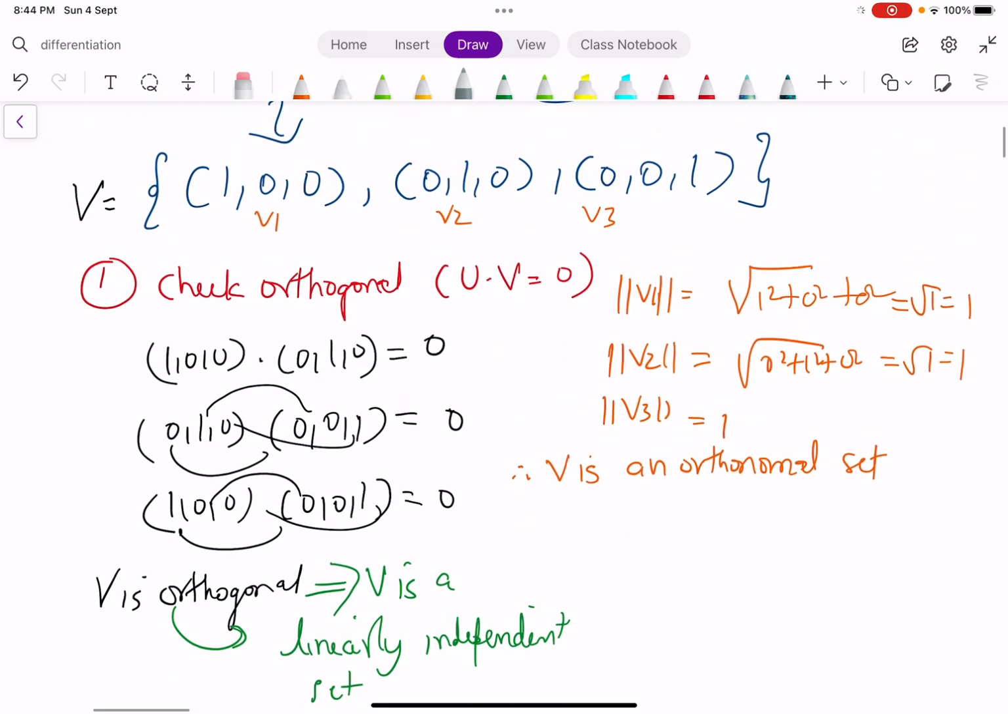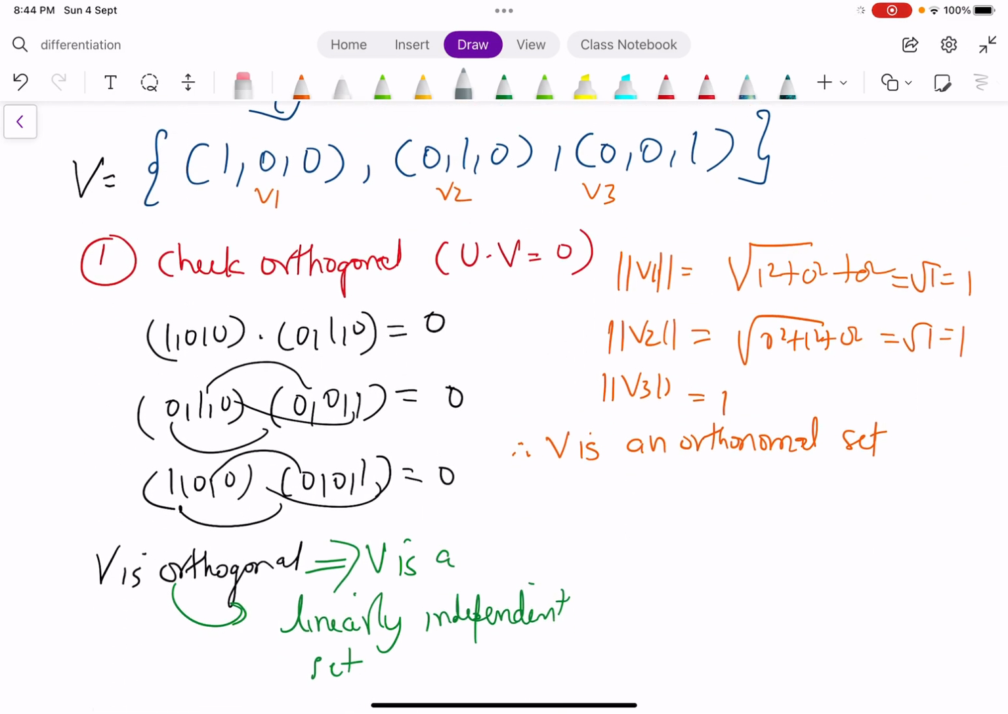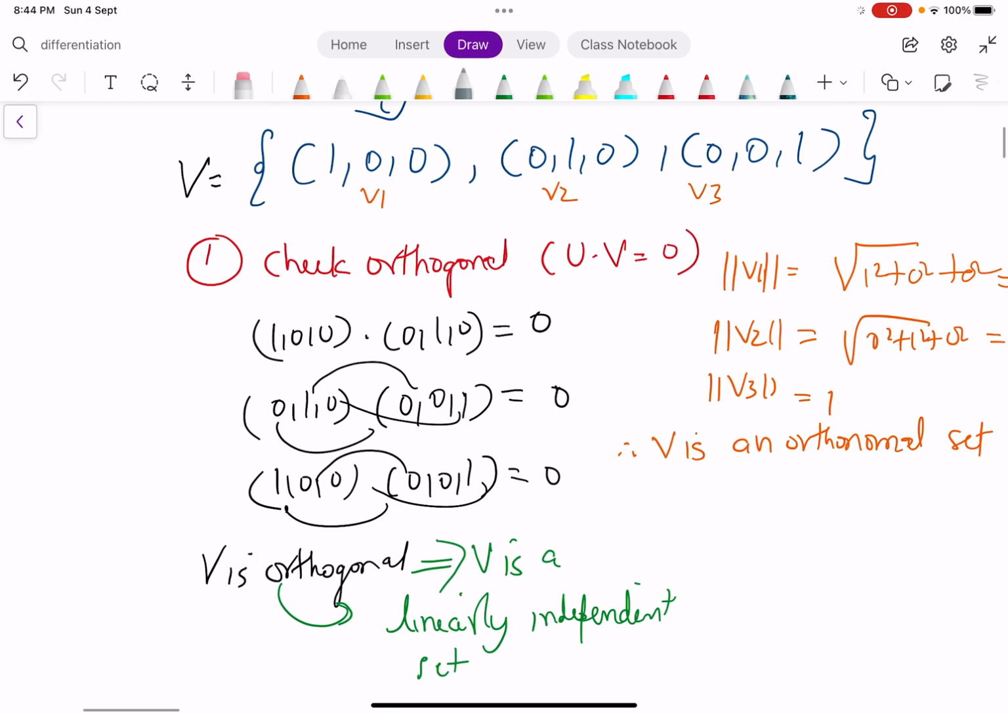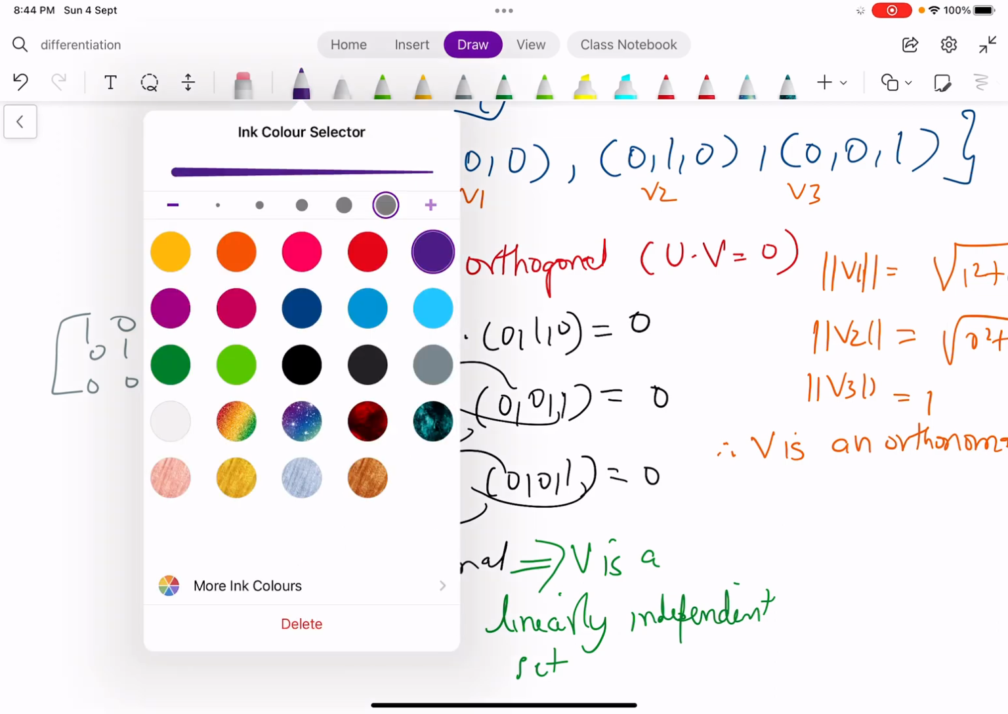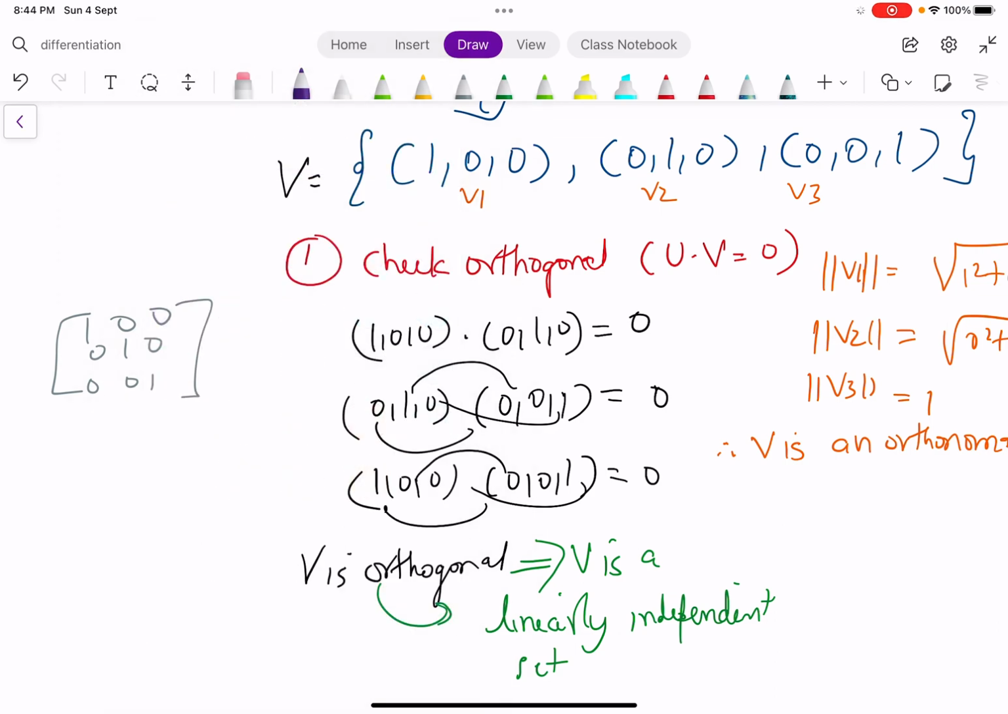We know this set is linearly independent because it is orthogonal. Another way, if you don't remember this theorem, is to make a determinant out of the rows of these vectors. If the determinant is non-zero, that means the vectors are linearly independent, and you will see that the determinant is going to be 1 in this case.